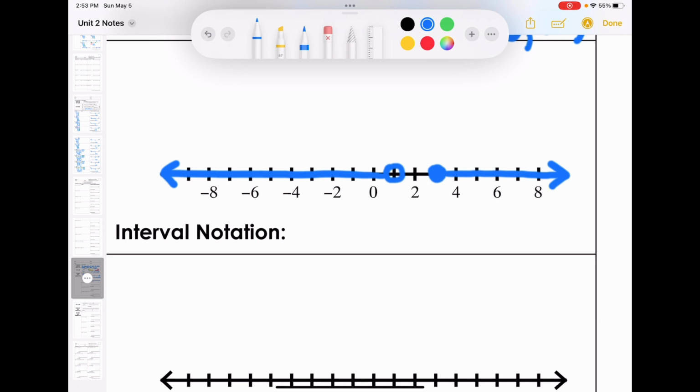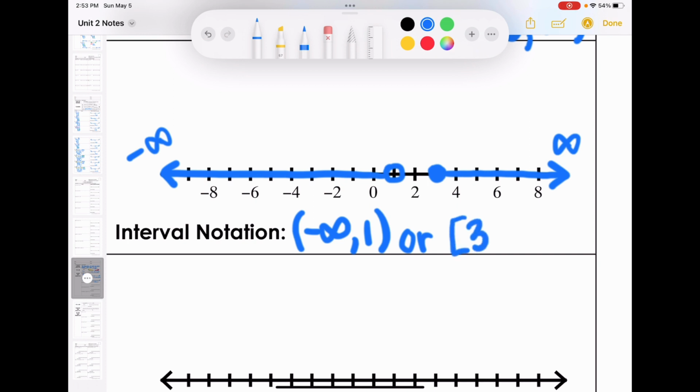Okay, if your graph is pointing to the left, that's negative infinity. If it's pointing to the right, that's positive infinity. So when I write my interval notation, I want to start with the one that's pointing to the left. So I'm going to have parentheses, negative infinity, comma 1, parentheses, because it's an open circle on 1. Then for the one that's pointing to the right, I'm going to have a bracket, 3, because it's a closed circle on 3, comma, positive infinity with a parentheses.